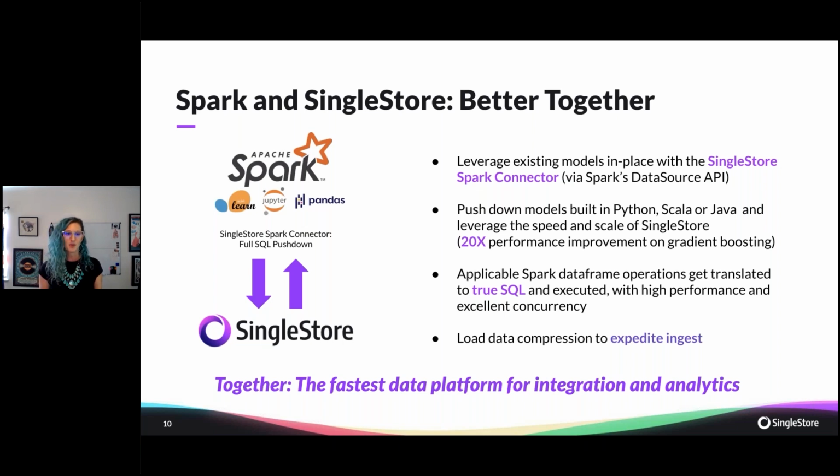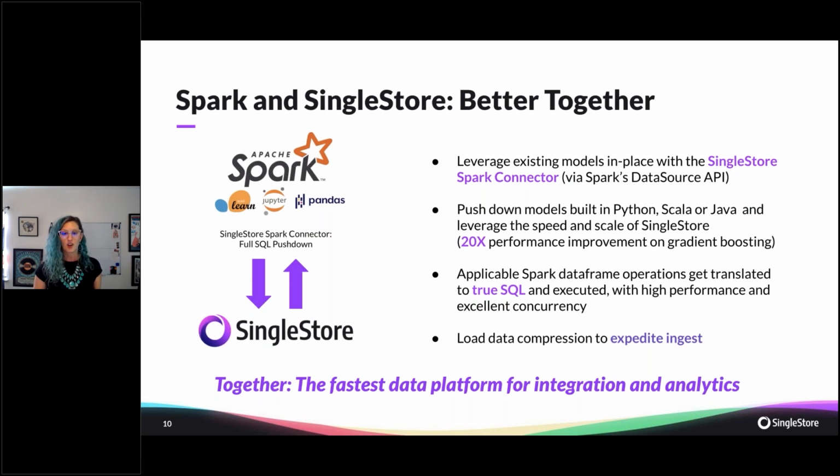This is done by implementing the Spark connector as a native Spark SQL plugin. So it supports Spark's data source API that's commonly used with Spark SQL models, so you can leverage your existing models in place without making major changes to them. And one of the really phenomenal features about it is this push down query processing capability. So essentially it's going to push down the processing into SingleStore in true SQL. So you can take advantage of all of the optimizations of SingleStore, the speed, the scale, the parallelization, and it results in massive performance improvements over processing the same queries directly in Spark.